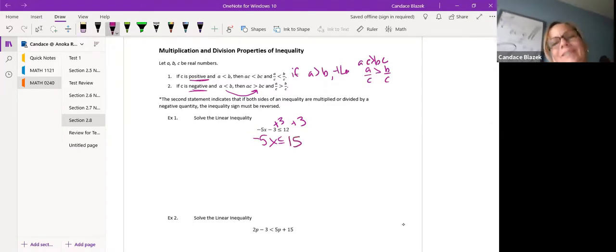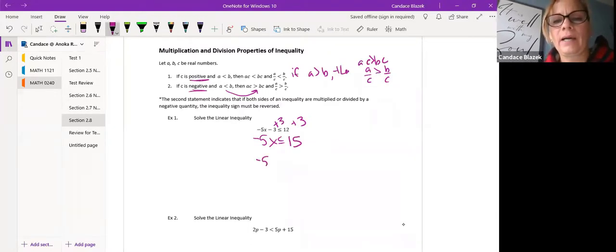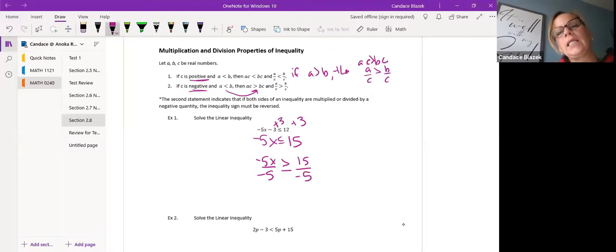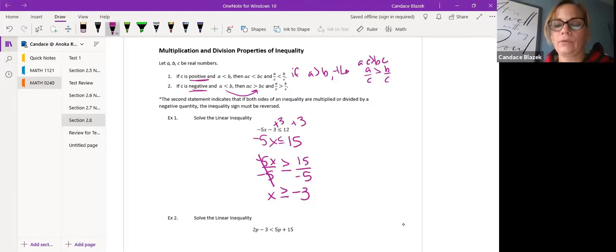Then I'm going to divide by that negative 5. Now, when I divide by a negative 5, I have to go from less than or equal to greater than or equal to. I have to reverse the inequality sign. And then we just cancel those negative 5s on the left. 15 divided by a negative 5 is a negative 3. And we say that x has to be greater than or equal to negative 3.